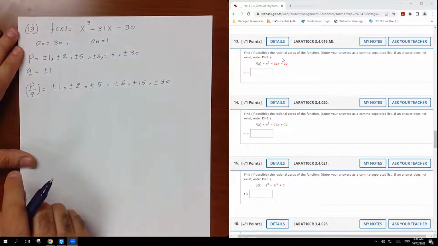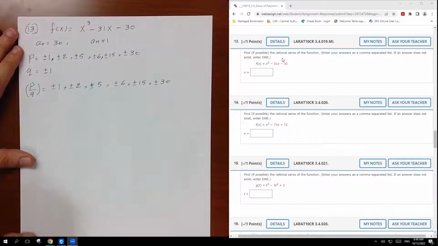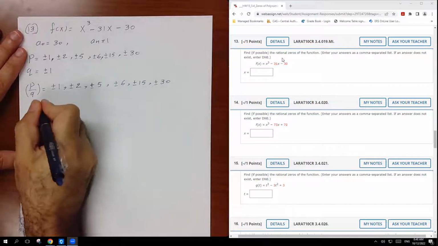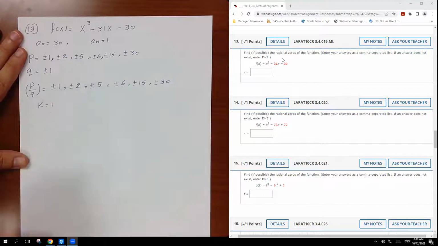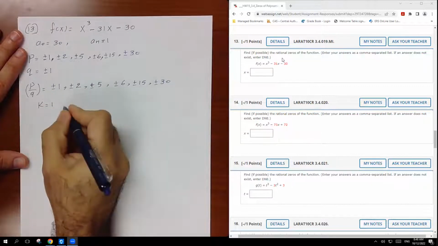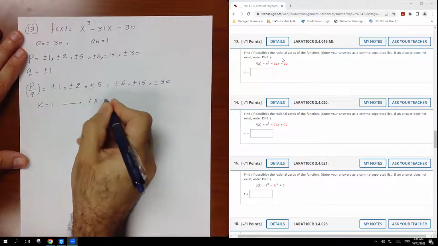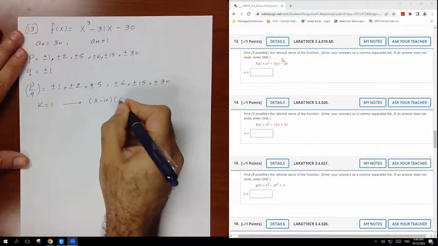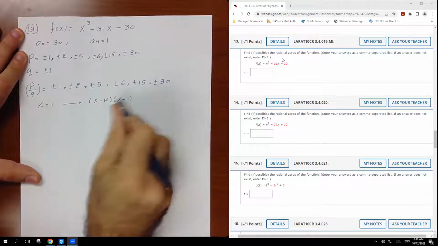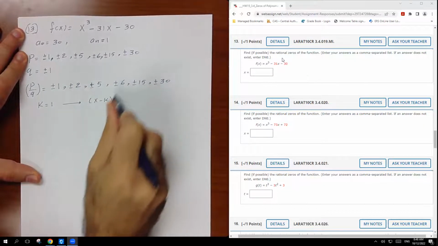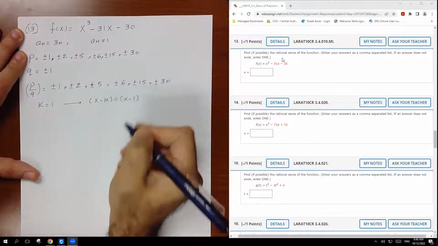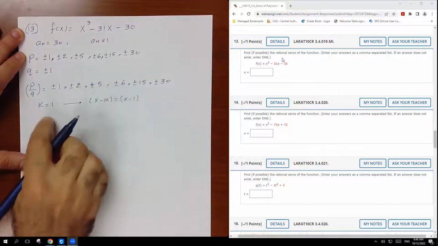So next step, we need to find the actual zeros. I'm going to start picking the first one. I'm going to say k equal 1. The first number here. K equal 1, that means the zero is going to be x minus k, which is x minus 1. If I say this is the first right zero, x minus 1, I need to check that this is the right zero.